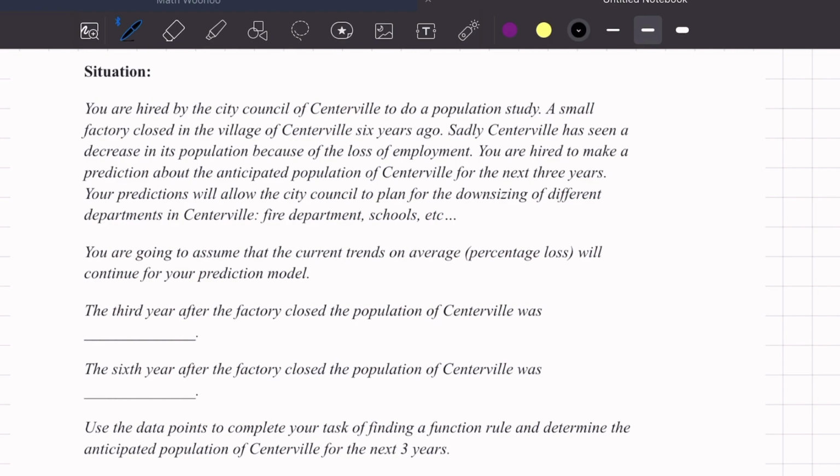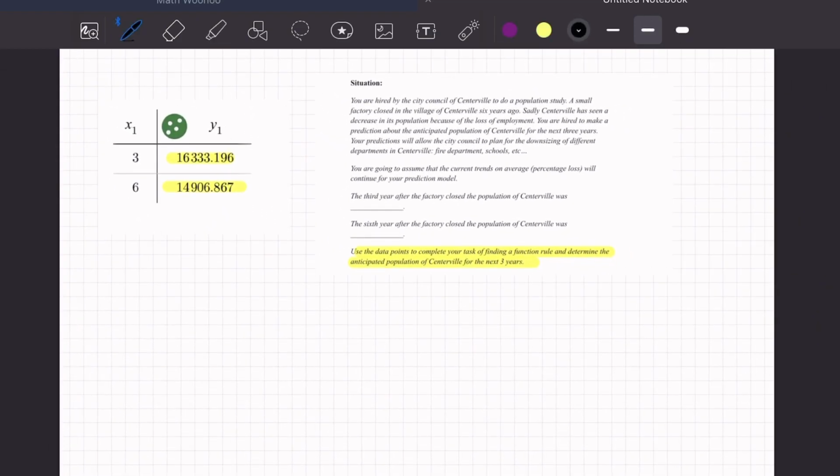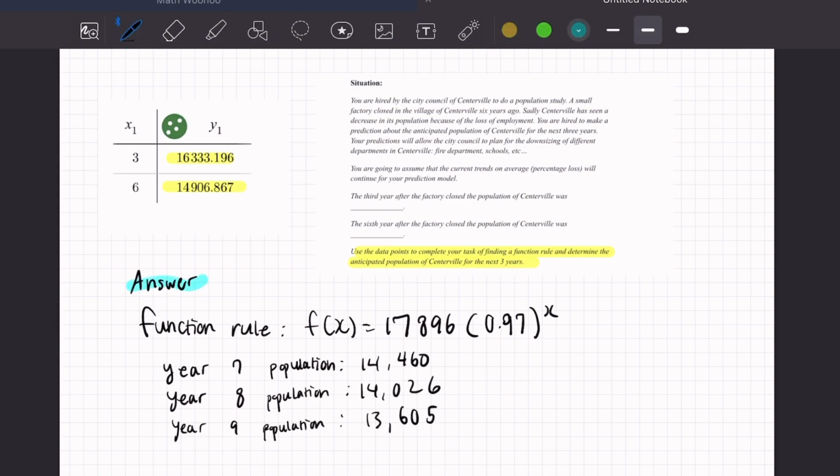Now going back to our situation, it said to use the data points to complete your task of finding a function rule and determine the anticipated population of Centerville for the next 3 years. So we can actually write our final answer. And that is it. That is how you find the function rule when given 2 data points, and how to find the population for the next 3 years.